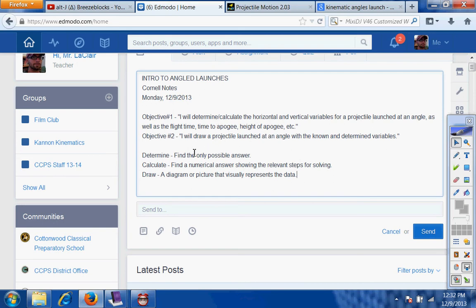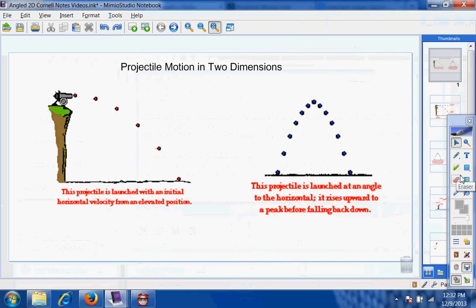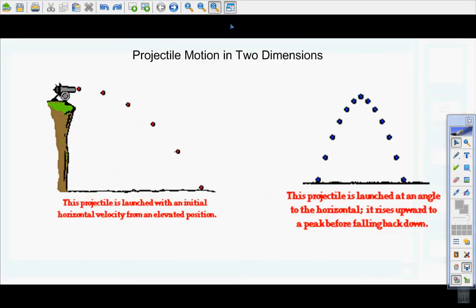There are three command terms we're going to be using for the remainder of the semester. To determine means to find the only possible answer. To calculate, find a numerical answer showing the relevant steps for solving. And draw, that means to create a diagram or picture that visually represents the data. We also may do some construction of graphs as well if we have time remaining. So let's go ahead and start looking at what it means for an object to be launched at an angle instead of just horizontally.